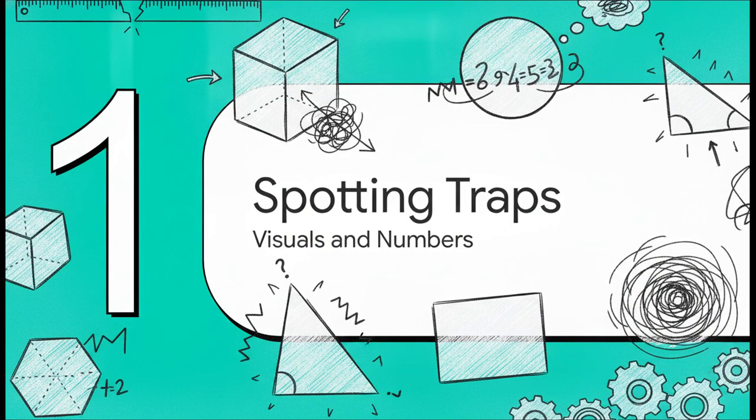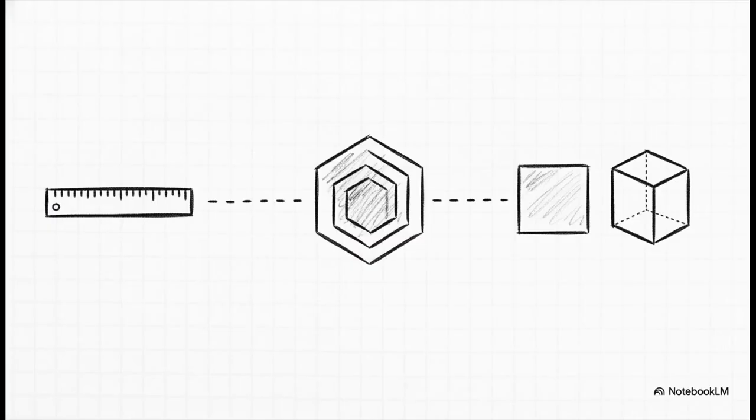Section 1. Spotting geometry traps, connecting visuals and numbers. Let's just normalize something right out of the gate. Our brains are incredibly good at recognizing visual patterns. But when we have to translate those visual shapes into abstract numbers and formulas, yeah, things can get pretty messy.